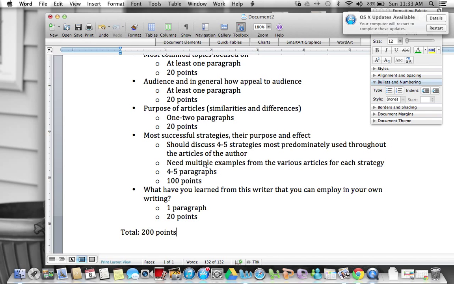It'll be the majority of your paper, and again, this is worth half of the grade, so 100 points for this particular section. You guys have done really well lately in analyzing the strategies, the purpose and effect, so this is just more practice doing that. Last, your conclusion will be, what have you learned from this writer that you can employ in your own writing? So that'll be a paragraph, and again, 20 points.